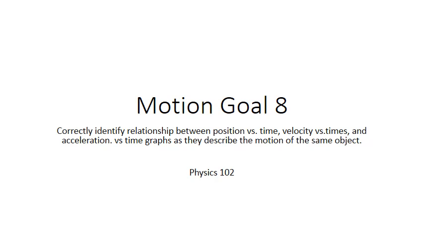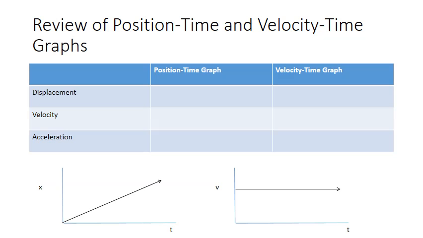Hi, we're here to talk about motion goal 8. You can see what the goal is. We've talked about position time and velocity time graphs. Now we're going to attach an acceleration time graph and look at how all three graphs can show you the motion of the same object. Now they show you slightly different things. So we take a look.